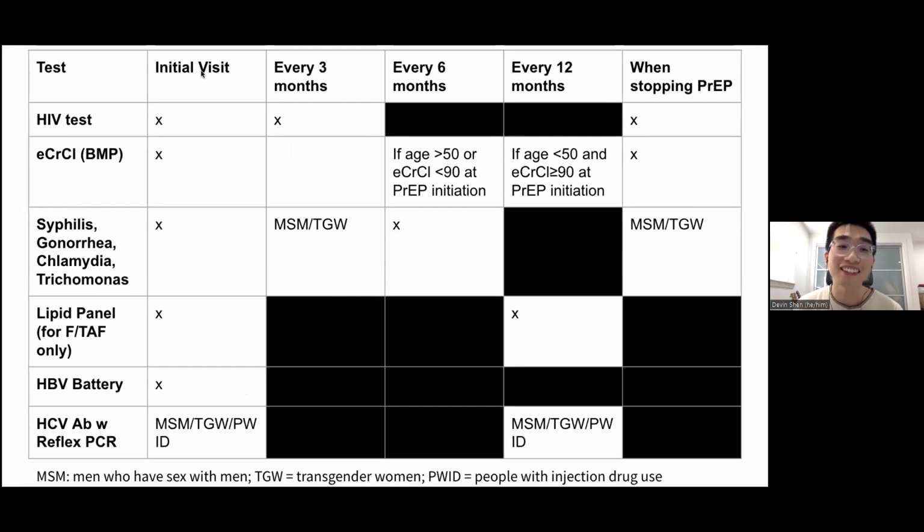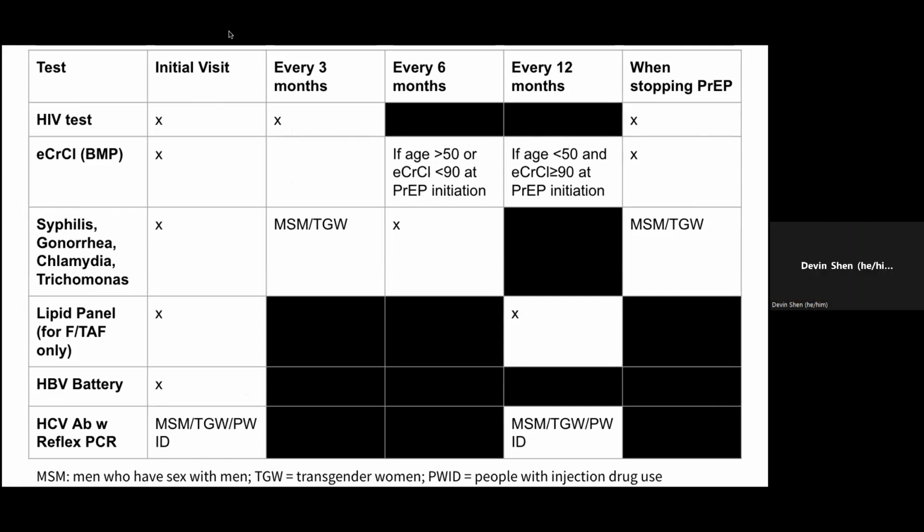And then the next slide is a busy slide about the initial labs that should be obtained, as well as routine repeat labs that should be obtained for people who are on PrEP. So we're going to go through this column by column, starting first with which labs should be obtained on the initial visit. So you want to start by obtaining the HIV test, including an antigen antibody and a viral load, depending on the patient situation that we talked about earlier.